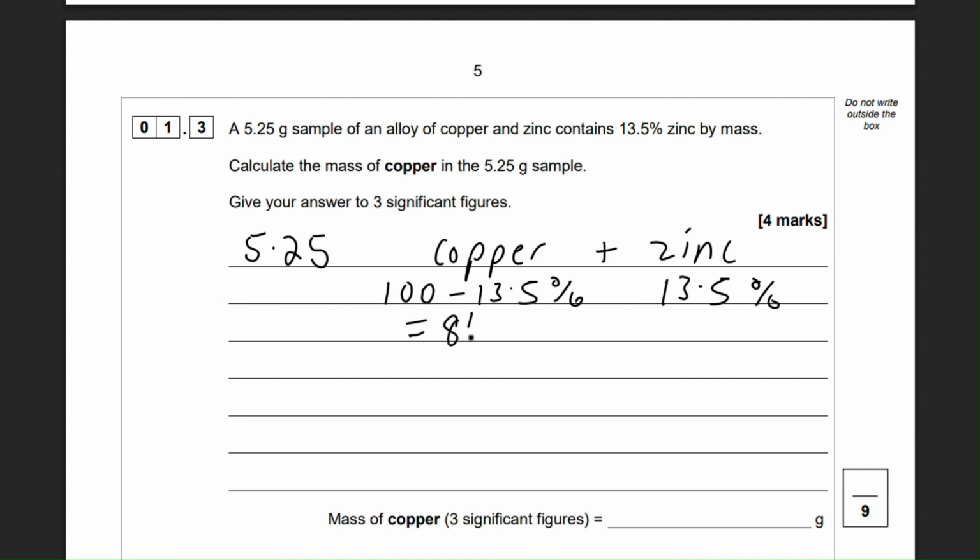And that comes up to 86.5% is the copper. And it's asking you not what the percentage is, but what percentage it is as a mass. So you want the answer in grams. So all you do now, you just work out 86.5% of 5.25. If you want to do that in a calculator, that's 86.5 divided by 100 multiplied by 5.25. And we get 4.54 grams, and that's your answer.